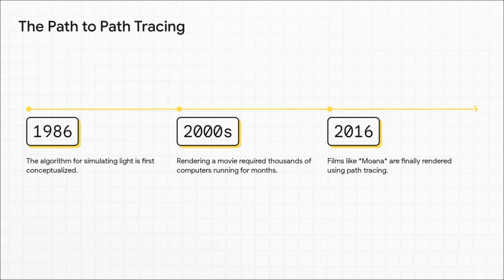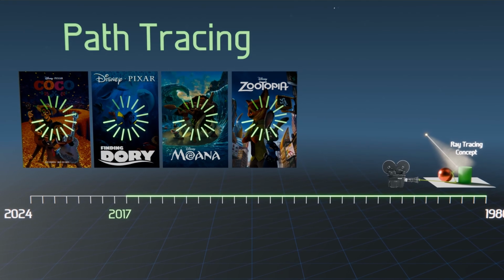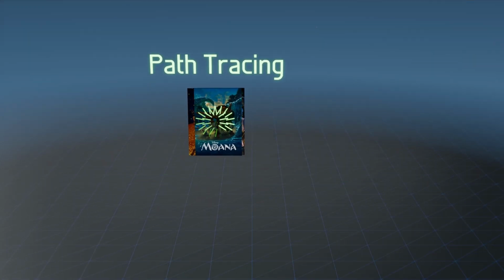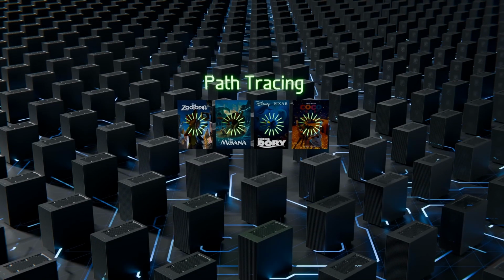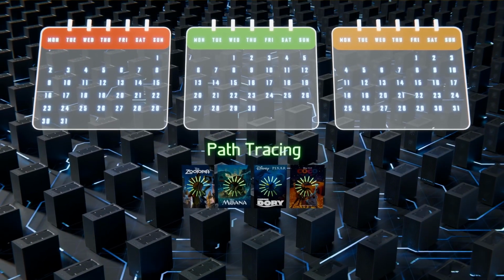And you can really see this when you look at the timeline. The idea for this stuff existed all the way back in 1986. But it took 3 full decades before movies could actually use it. And even then, for a film like Moana, it was this Herculean effort that took months of rendering time on thousands of computers.